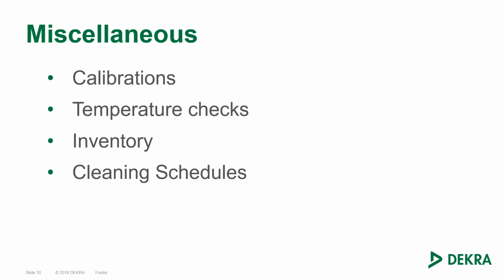This miscellaneous list shows a few creative ways DEKRA clients have used the audit capabilities of InsightVia to verify that these systems, whether they be calibration of equipment, temperature checks, inventory, cleaning schedules, or any processes in general, are being reviewed and used in the method the company has prescribed.